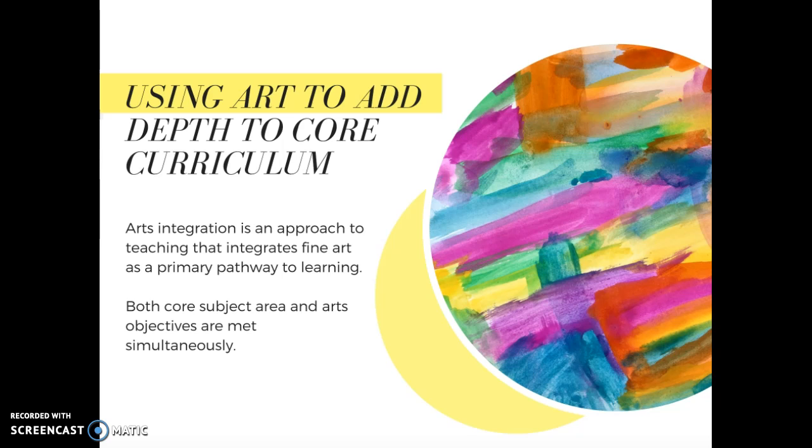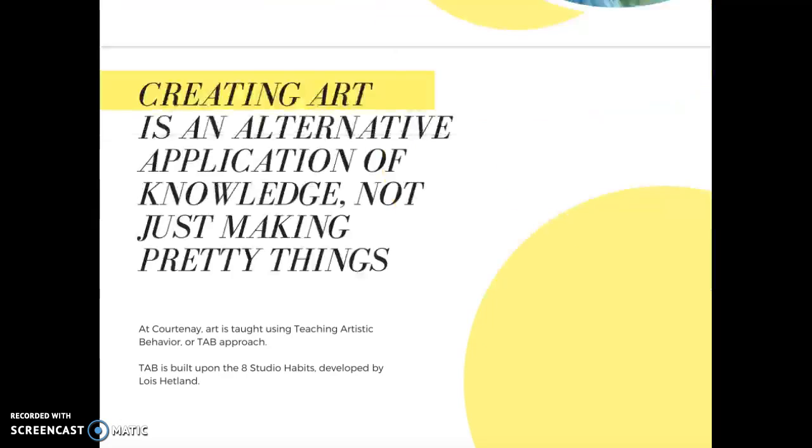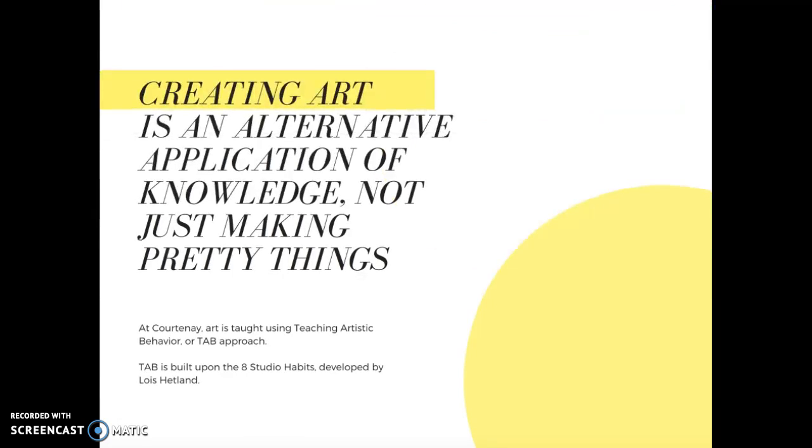Arts integration is an approach to teaching where both art and core subject area concepts and vocabulary are taught, meeting the objectives and standards of multiple subject areas at once. In this approach, both disciplines hold weight, value, and importance. Creating art is an alternative application of knowledge, not just making pretty things. We need to broaden our understanding of what art is and why we teach it.